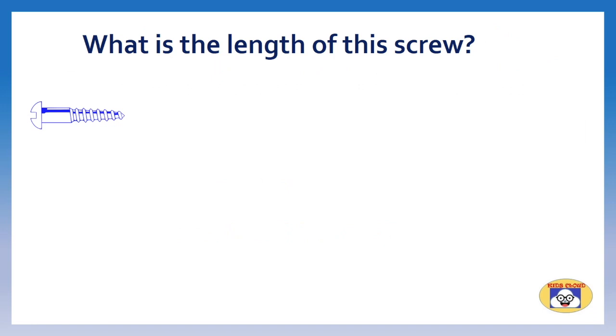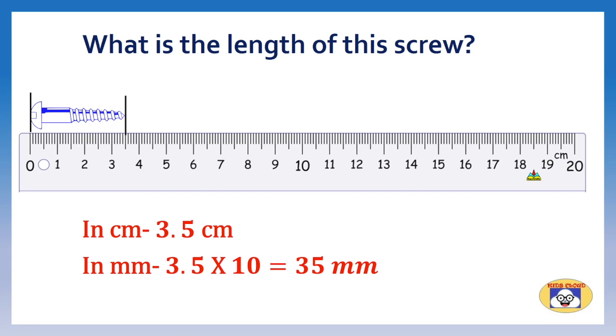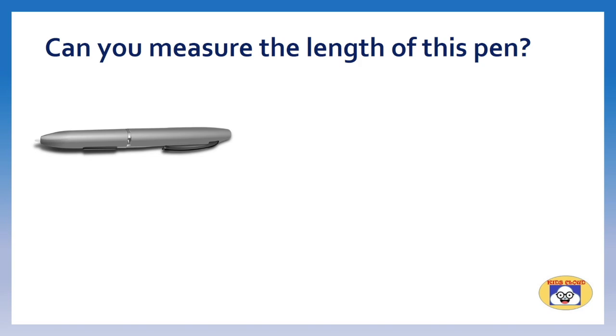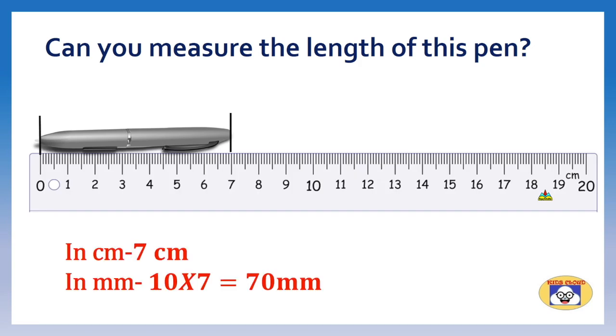What is the length of this screw? In centimeter, it is 3.5. While in millimeter, you have to multiply 3.5 with 10. This will give you the answer 35 millimeter. Can you measure the length of this pen? Yes, you can. The length of this pen is 7 centimeter or 70 millimeter. So kids, I am sure now you can measure any small object with the ruler.